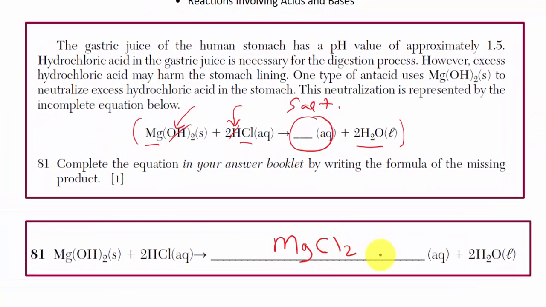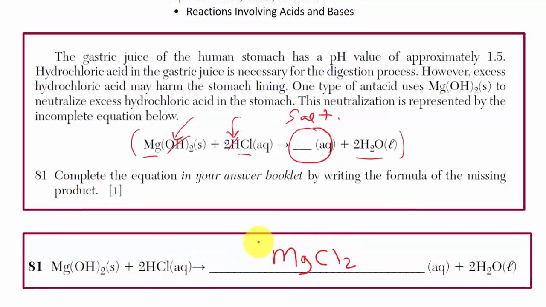So our missing part is magnesium chloride, MgCl2. Don't miss the two chlorines. And you can double check this. You can see that it's a balanced equation with 1 magnesium and 2 chlorines, 2 times the Cl's. So all our missing parts have been found.